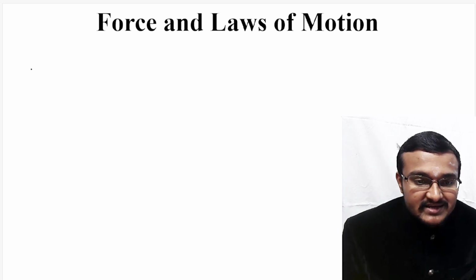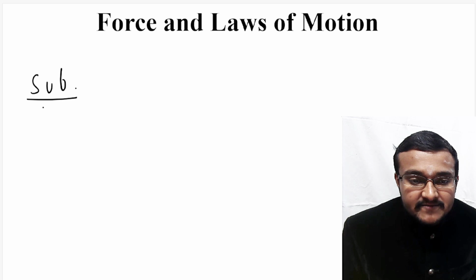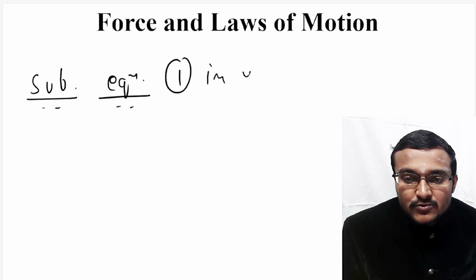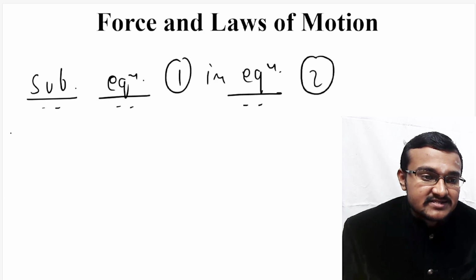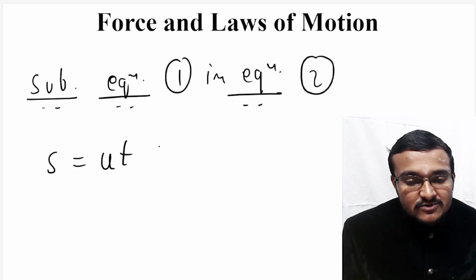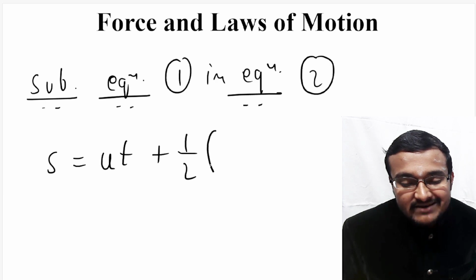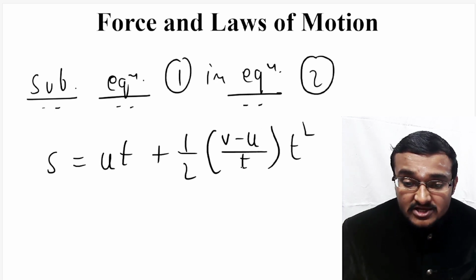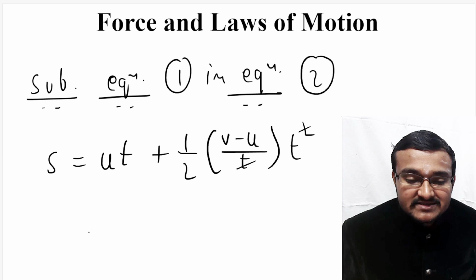Here what I am doing is substituting equation 1 in equation 2. What is equation 1? Equation 1 is a = (v - u)/t, and equation 2 is S = ut + (1/2)at². So in equation 2, I am substituting equation 1. That means in place of acceleration, I am substituting (v - u)/t, multiplied by t² is there. So here one t gets cancelled and one t gets cancelled.